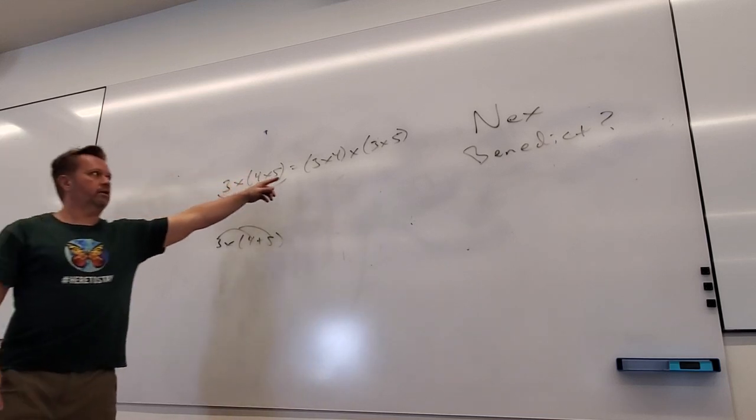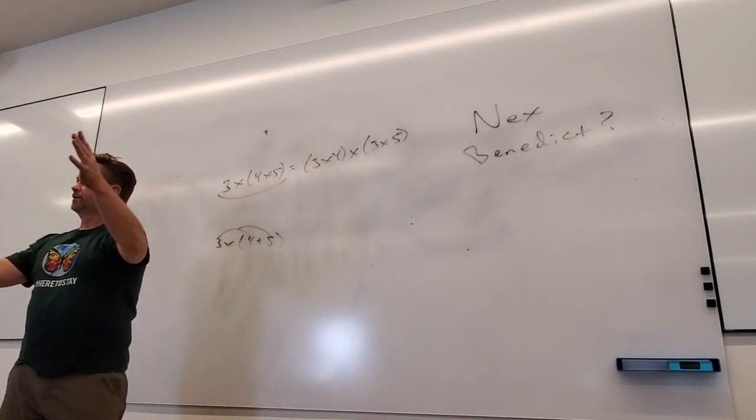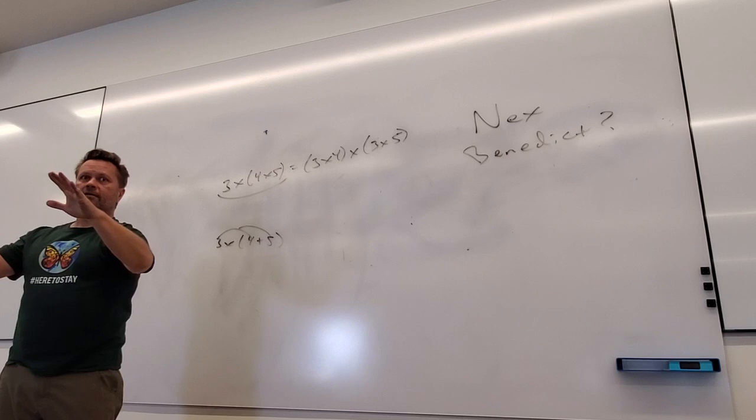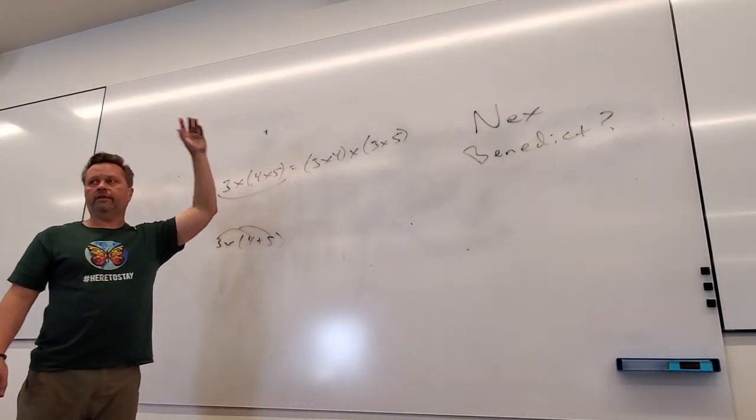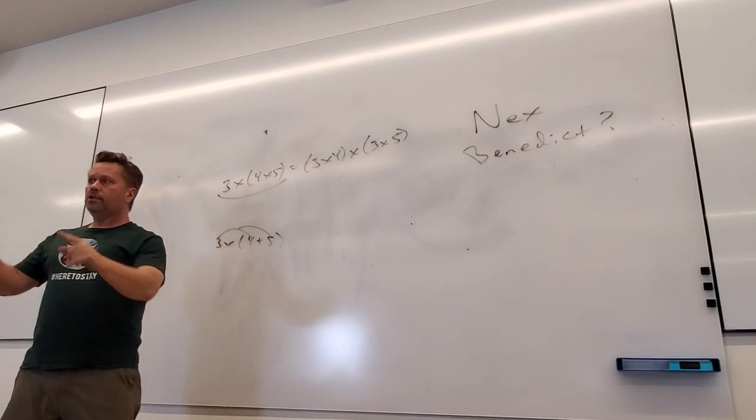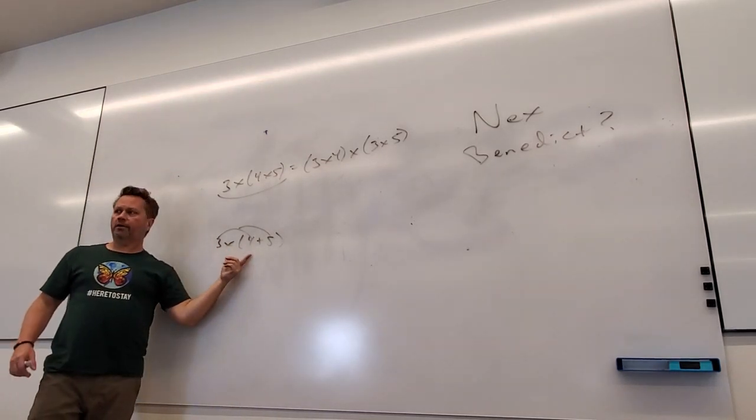How many 3s are over here? 2. Okay, do you see what I mean? There's only 1 3. How would the 4 and the 5 each get a 3 then? Then you've got to really understand why this works.